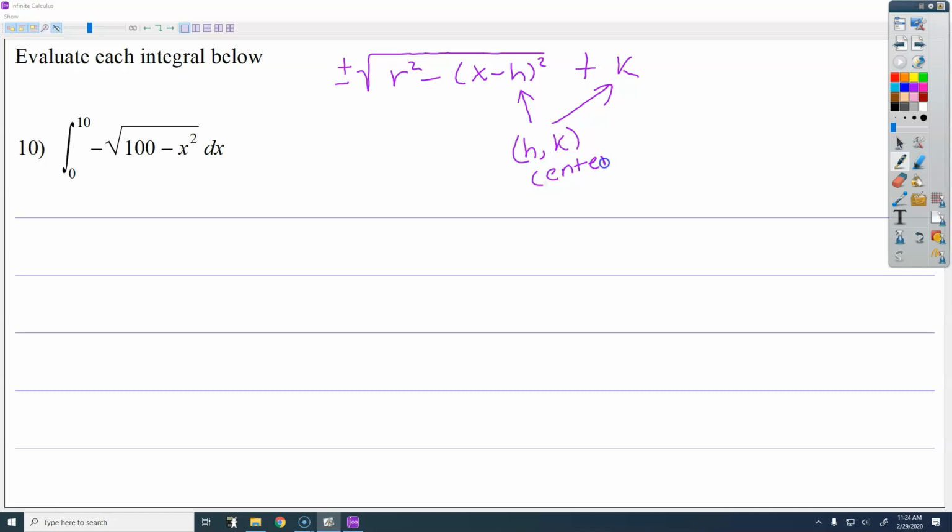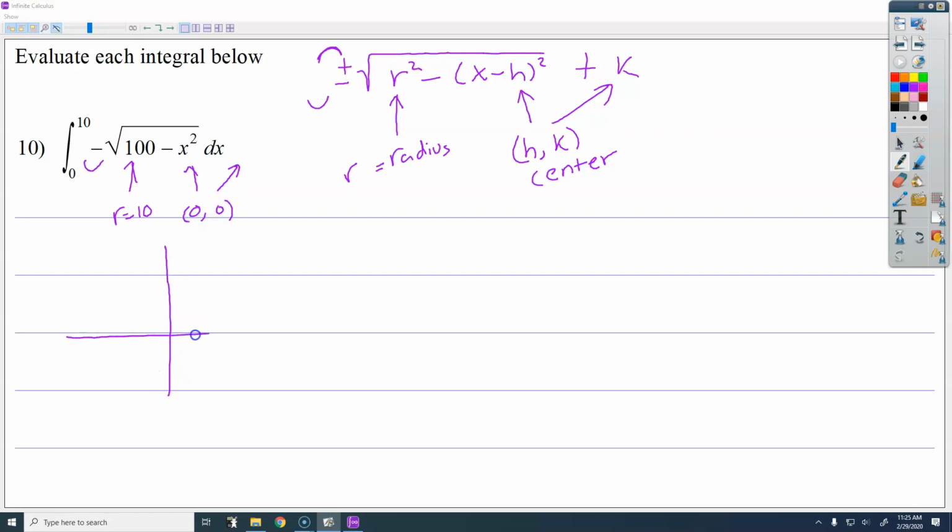Notice that the h will be changing signs, the k will not. The r represents the radius, not r squared, but the r, right? And if it's a positive in the front, it's the top half of your circle. If it's a negative, it's a bottom half. So in this case, we're looking at a bottom half circle with a radius of 10. And since there is no h and k, the center is 0, 0.